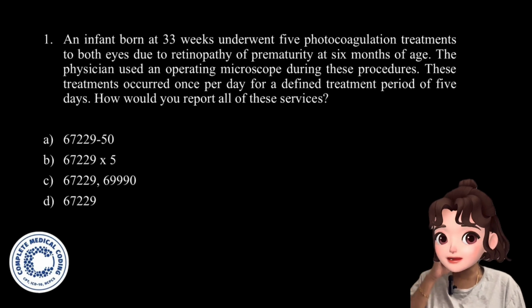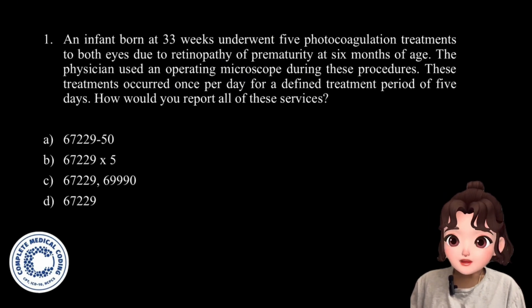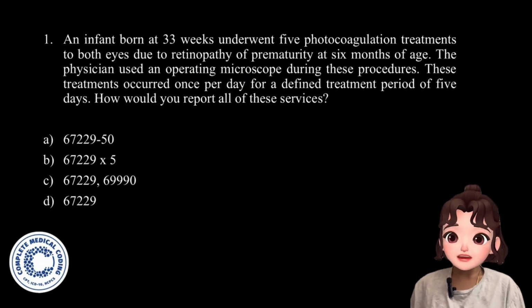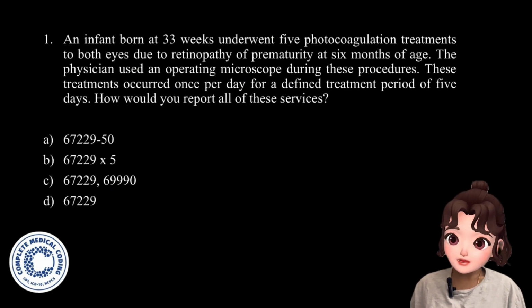Now if you check option A, modifier 50 is used. Option B, same CPT code times 5. Option C, another code 69990, that is for operating microscope, because in the question it is mentioned the physician has used an operating microscope. And option D, simply that code. So from this you have to find out what it is.